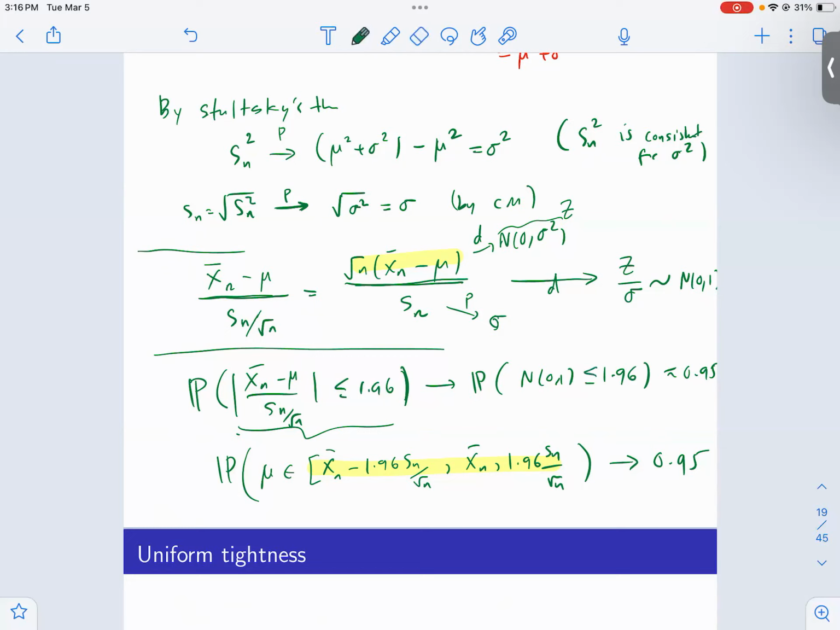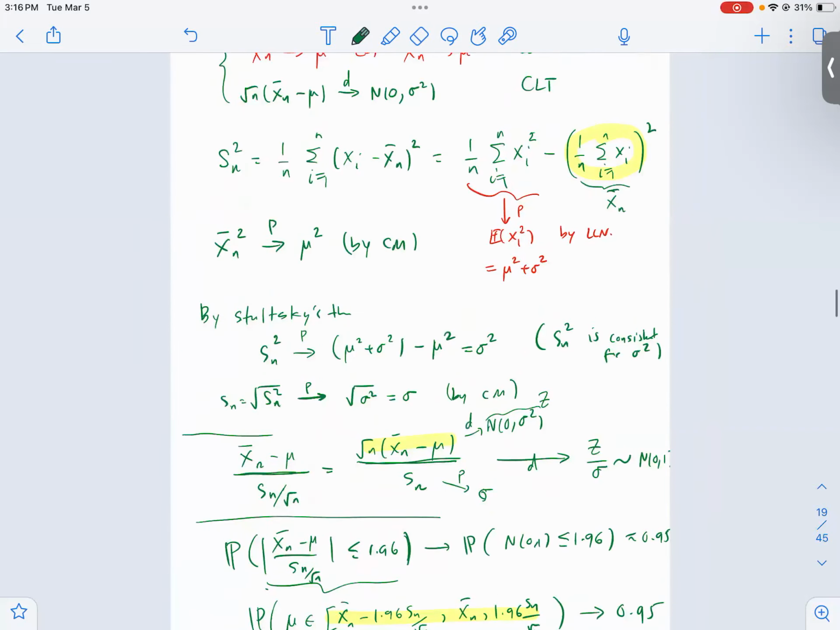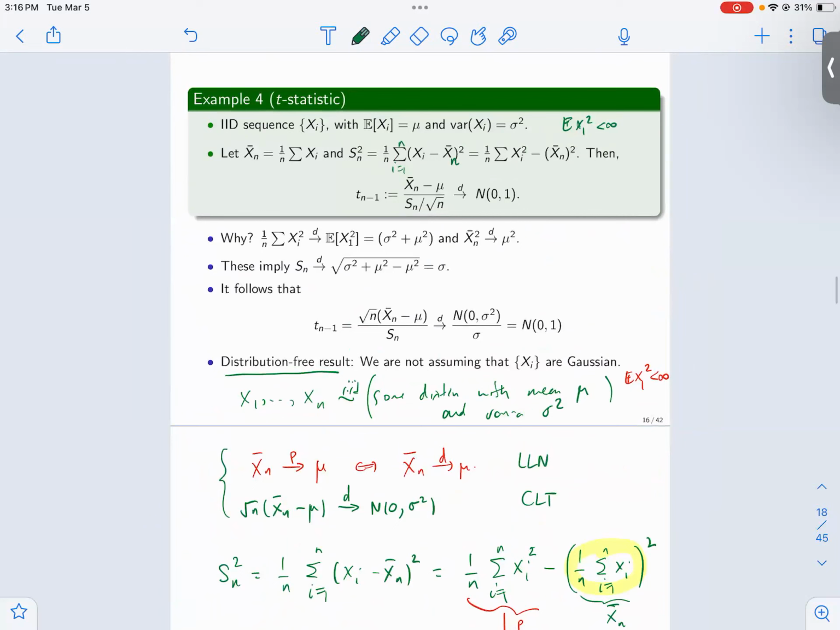Okay. So you can see they're useful. If you manage to prove results like this for our estimator, then we can build confidence intervals for our estimate. So that's the plan for next time. Okay, any questions? Yes.